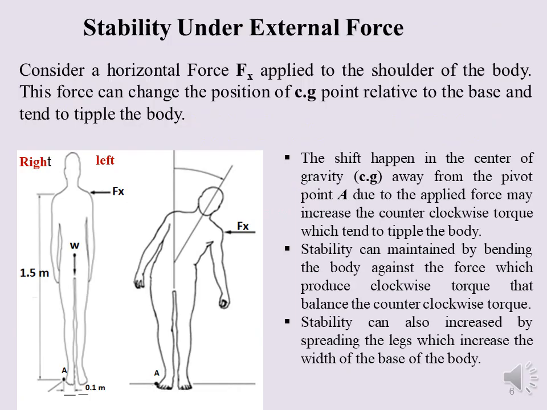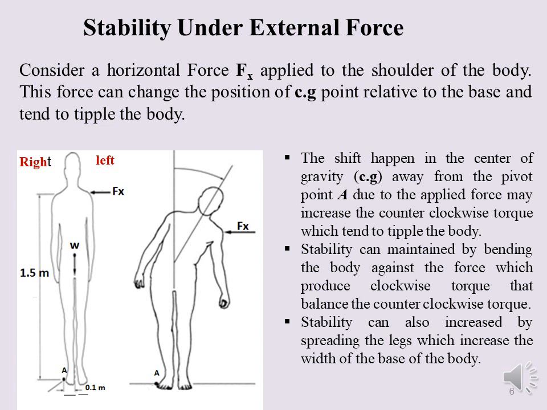Stability under external force. As in the figure, consider a horizontal force Fx applied to the shoulder of the body. This force can change the position of the cg point relative to the base and tend to topple the body. The shift in the center of gravity, cg, away from the pivot point A due to the applied force may increase the counterclockwise torque, which tends to topple the body.